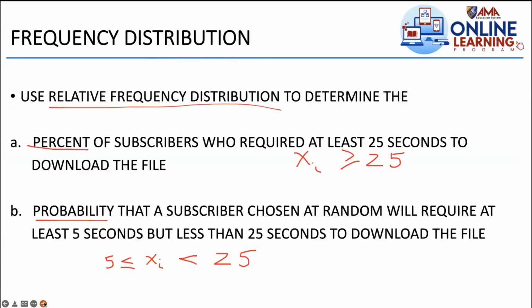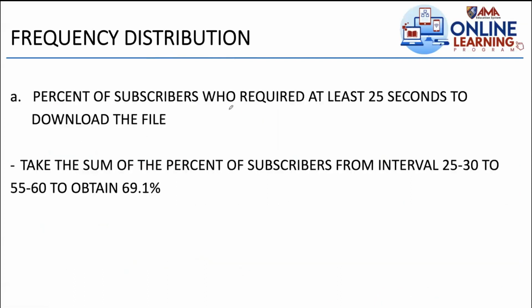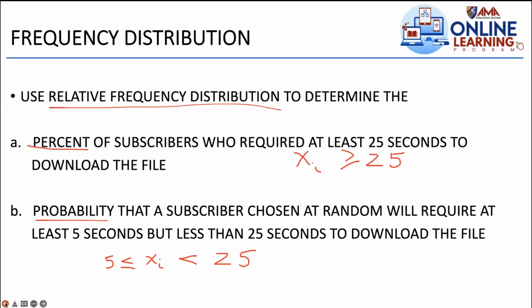Okay, but here it's just a percent. So what do you do? Let's discuss one by one. So the first problem: percent of subscribers who required at least 25 seconds to download the file. So take the sum of the percent of subscribers from this interval to 55, 60, because we want x sub i to be greater than or equal to 25. So it makes sense, right?